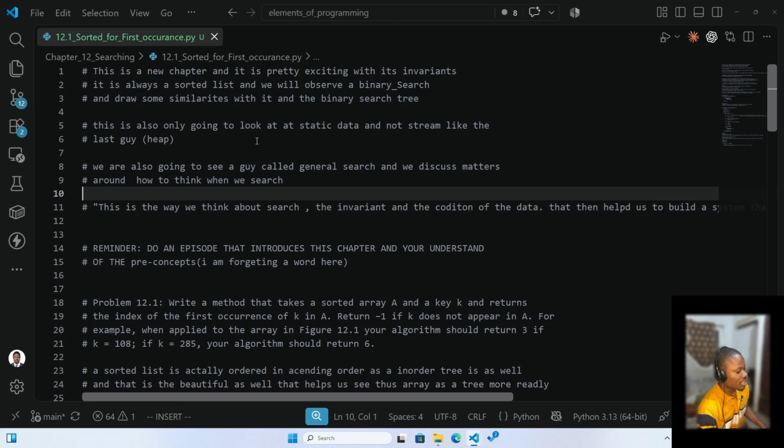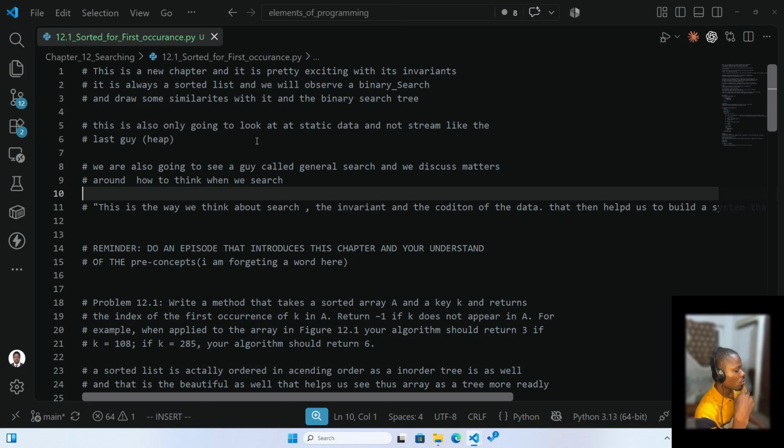Now, this is a new chapter and it is pretty exciting with its invariants. Right now, we see the word invariant. We're going to get to see more of what that means. The book says it is always a sorted list, and we will observe a binary search and draw some similarities with it and the binary search tree. So when we get into it proper in the optimization, not to drop spoilers, but we are going to see ourselves make use of the binary search tree.